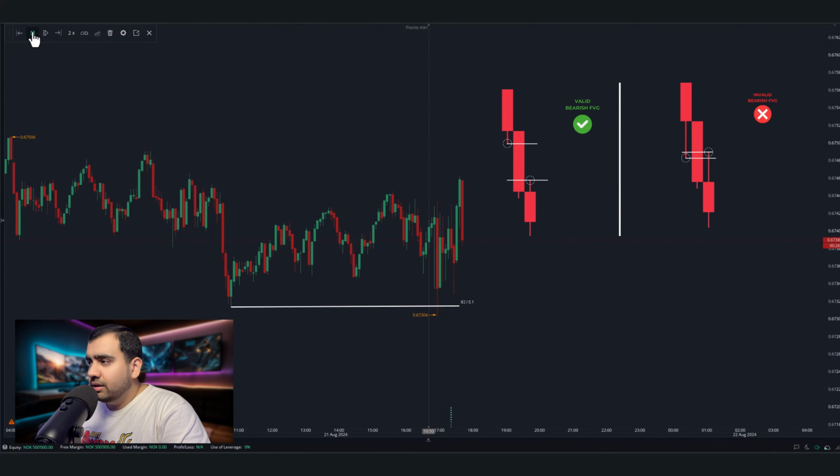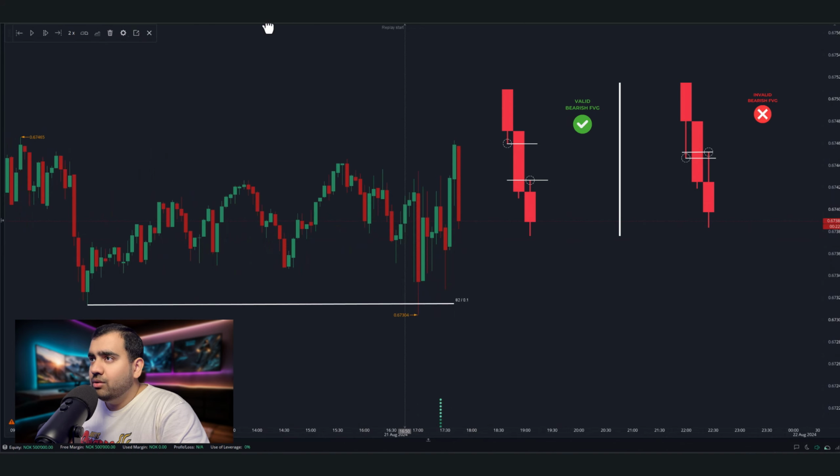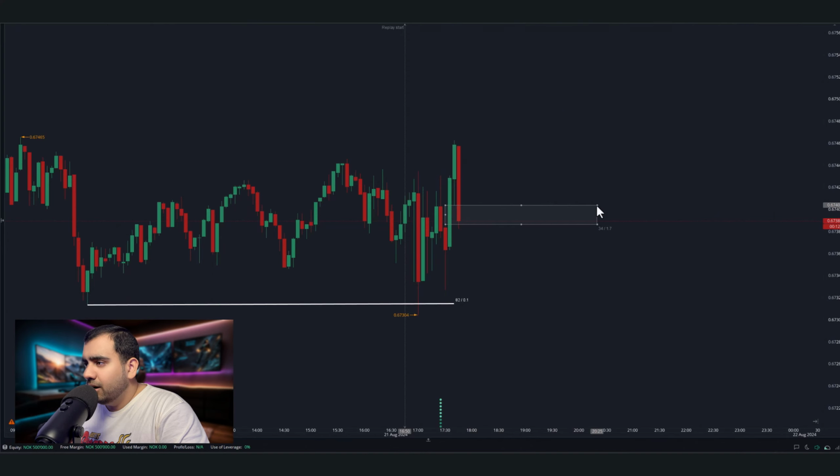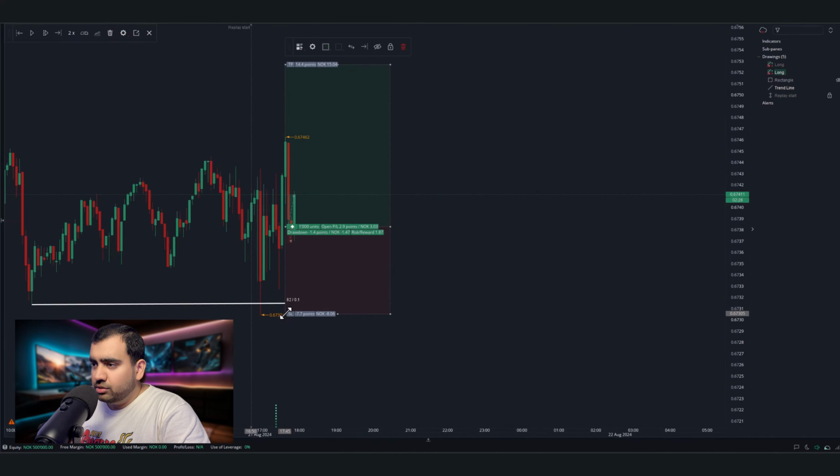So if I show you here, we have a fair value gap, as you can see. This candle's high and this candle's low, this is the gap, so we can enter in this area. After the closing of this green candle, you have to draw this fair value gap and wait for the price to come back and touch this area. For our buy trade, I mostly use the upper line of that.